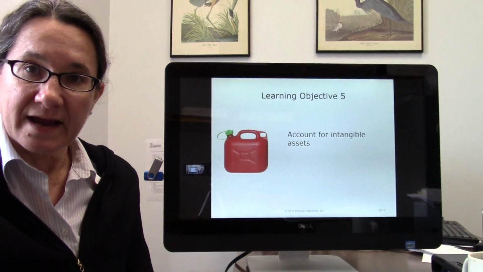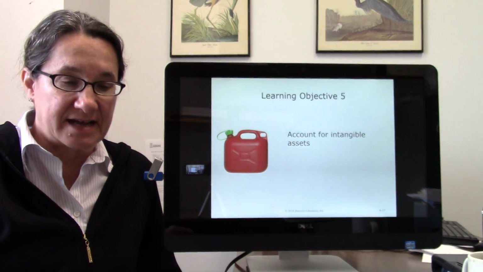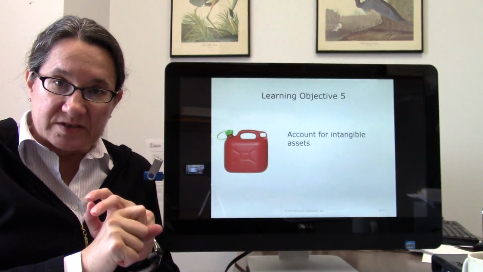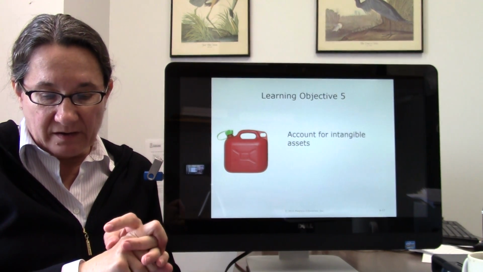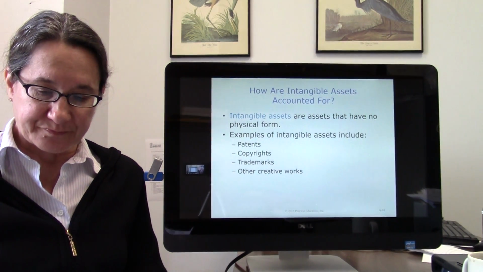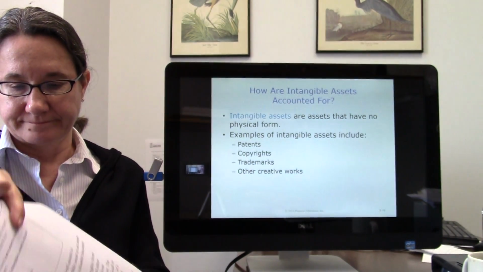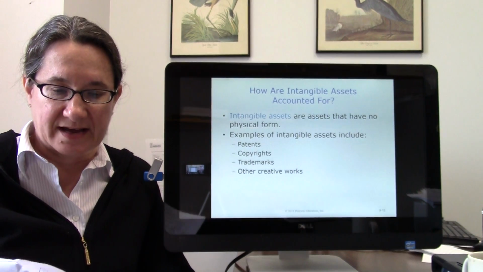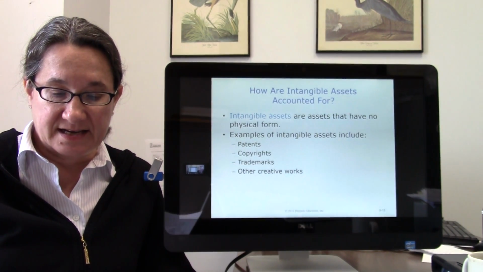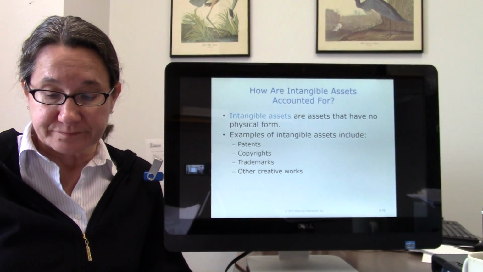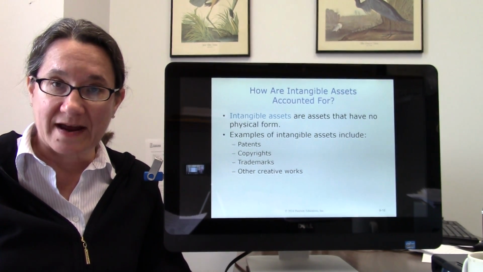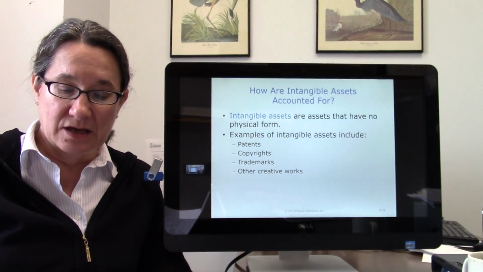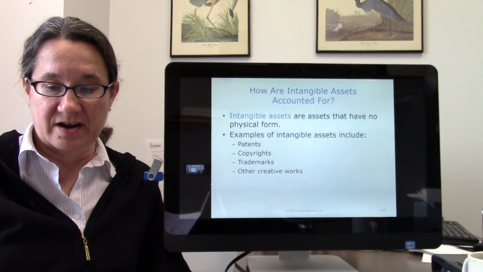Alright, so now we're going to talk about these assets that are intangible. So we've talked about plant assets, and we talked a tiny little bit about natural resources, and now we're going to talk about intangible assets. So the final group of long-lived assets is intangible assets. An intangible asset is an asset with no physical form that is valuable because of the special rights it carries. Intangible assets convey special rights from patents, copyrights, trademarks, other creative works.